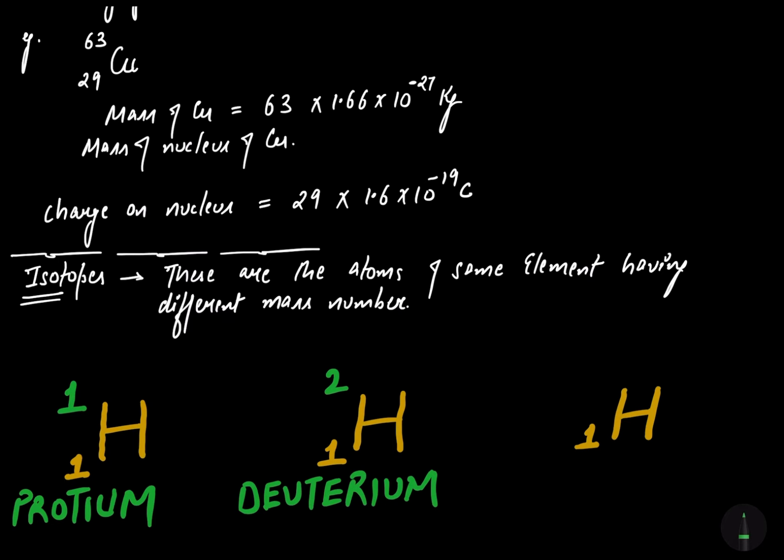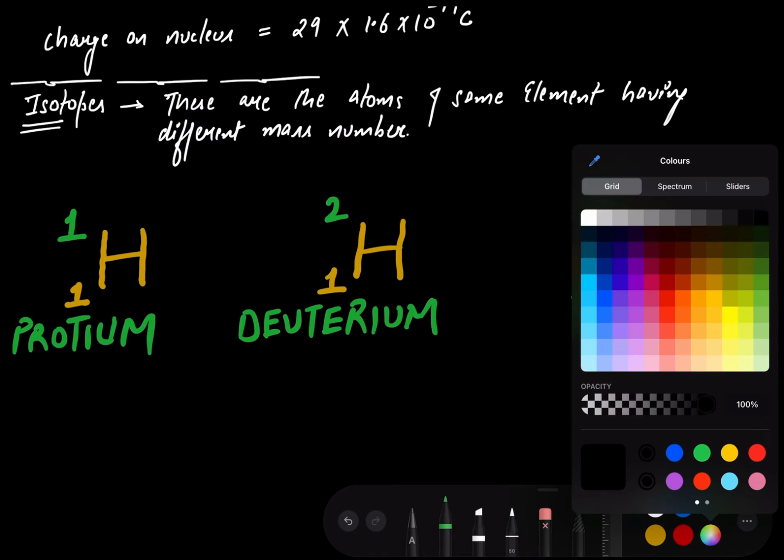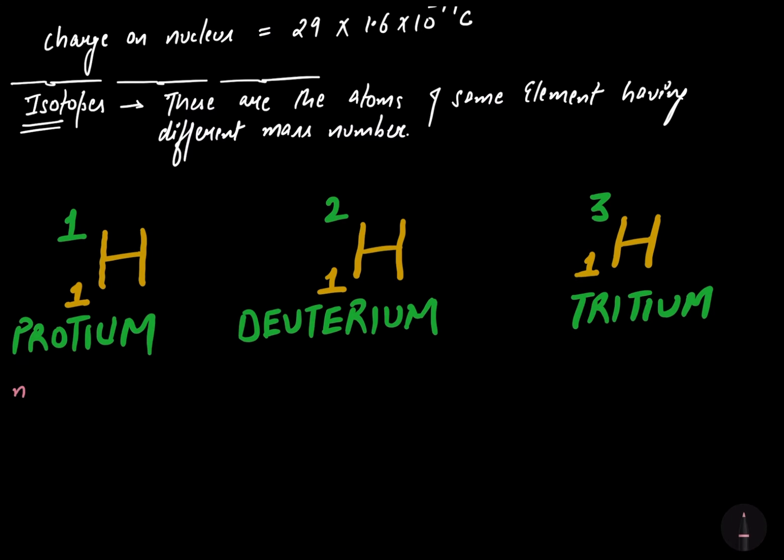And when it's 3, it is called tritium. Now, my dear students, let's calculate the number of neutrons in these three. I am writing number of neutrons.